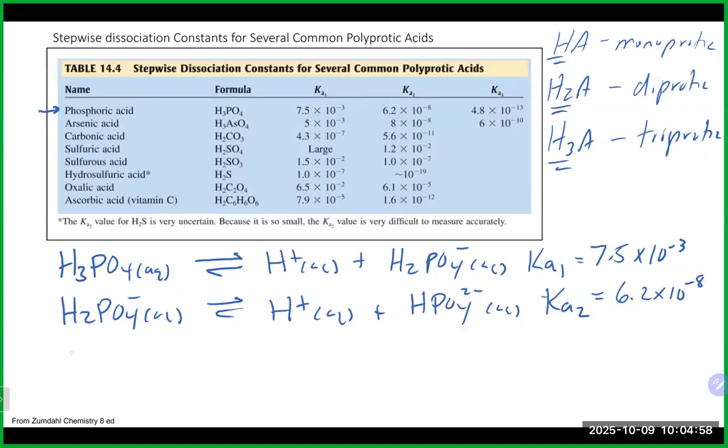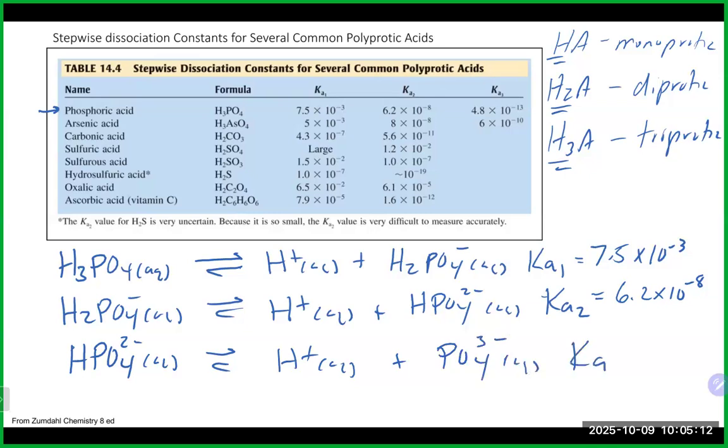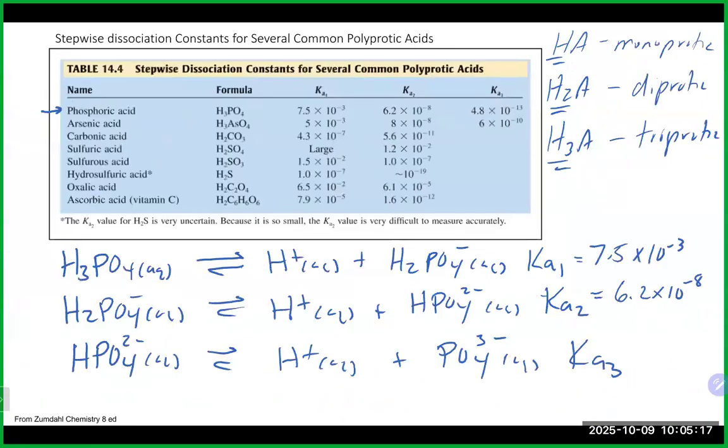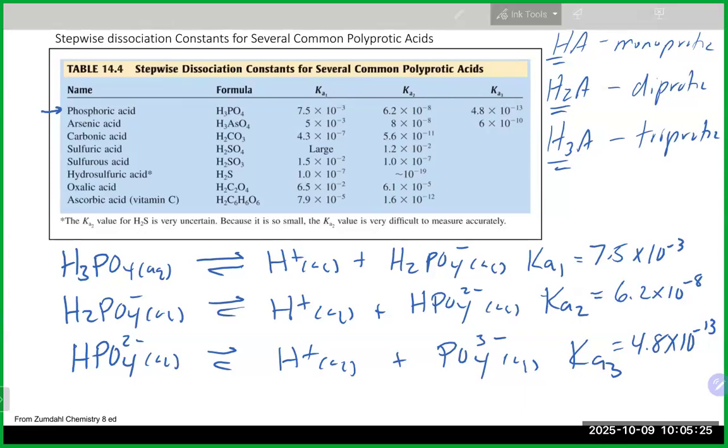And lastly, this species that's already lost a couple of hydrogens will drop its last hydrogen, and we will get our phosphate here. That will be our Ka3 value, 4.8 times 10 to the minus 13. And this again comes off one at a time, as we talked about.